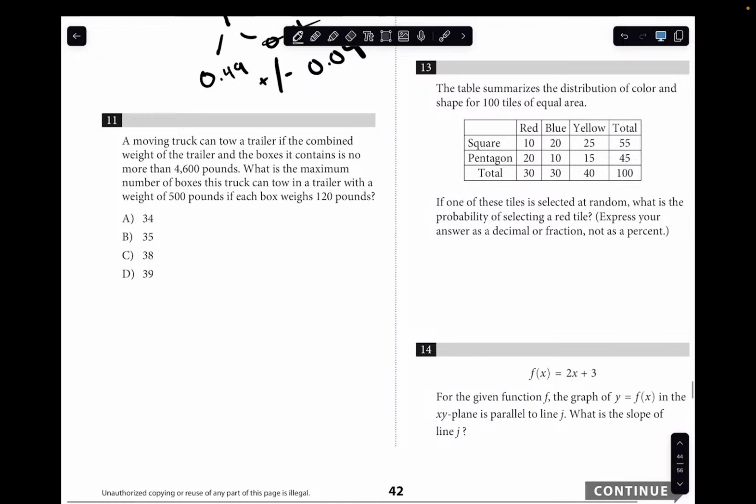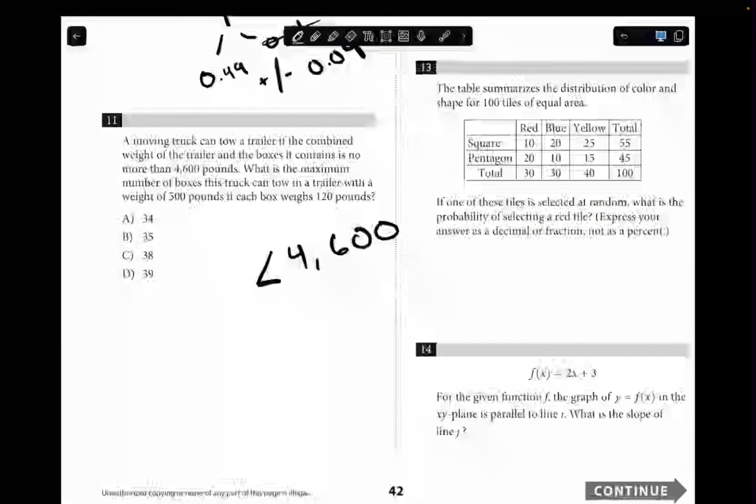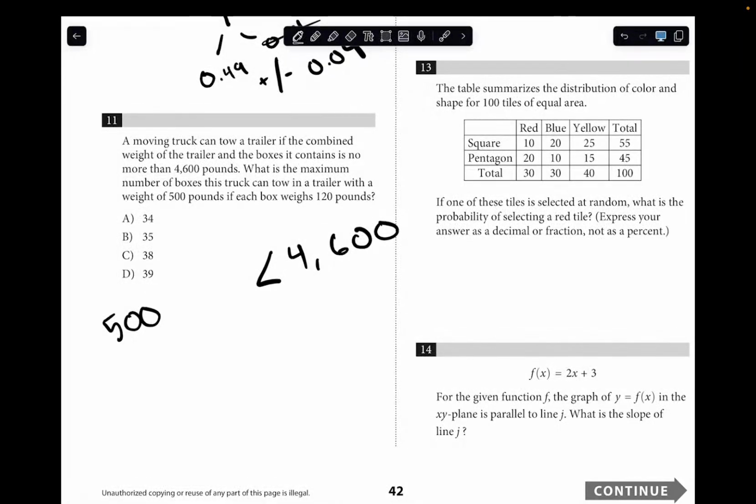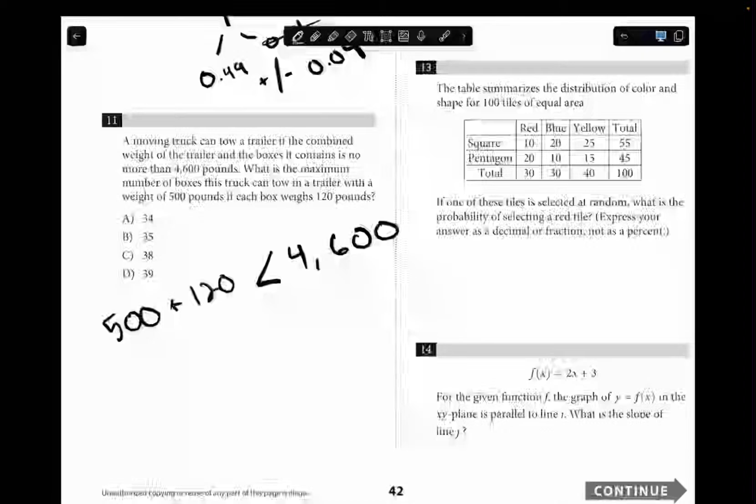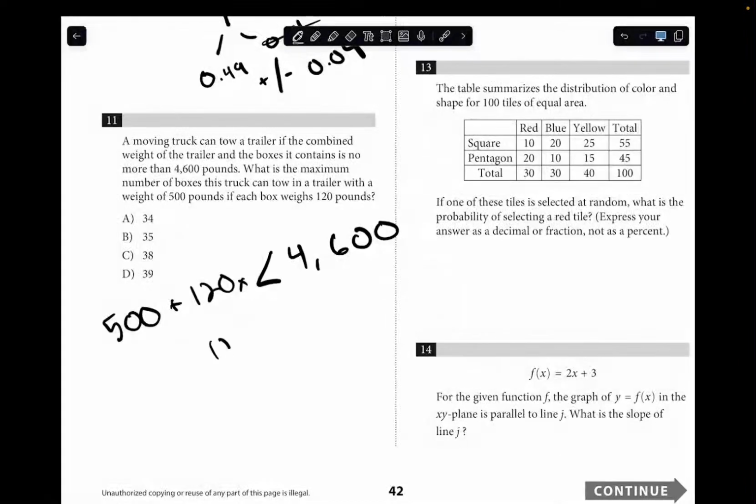So 11. A moving truck can tow a trailer if the combined weight of the trailer and the boxes is no more than 4,600 pounds. So it's like, what? No more? That's not even the equal. It's just straight up less than 4,600, right? What is the maximum number of boxes this truck can tow in a trailer with a weight of 500? So the trailer is 500 straight up. And then the boxes are like 120X. So I get 120X, bring it over to the other side.